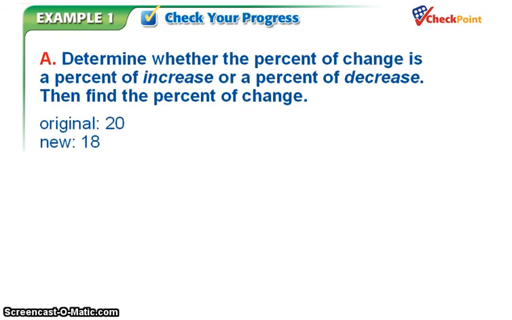Alright, you've got 2 check your progress problems over this type of skill, so go ahead and pause the video and try those. Okay. Again, we're doing the same type of thing here. Your original number is 20. Your new number is 18. We're getting smaller, so that's going to be a decrease. So let's see what you got.